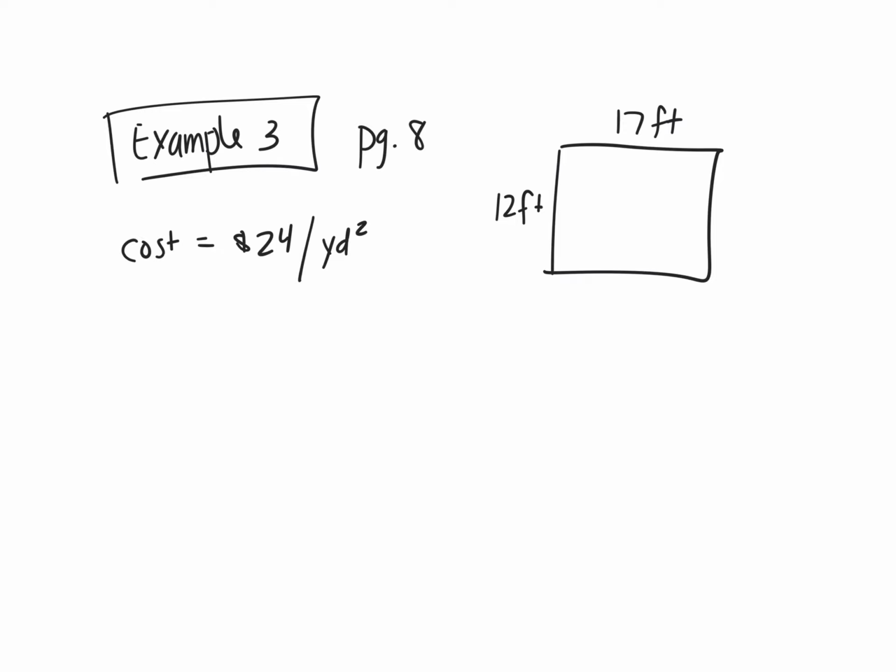So in this question, we need to calculate the cost, including tax, to put carpet on this floor. The floor is 12 feet by 17 feet. To calculate how much carpet we need, what are we finding? Perimeter, area, what do we need to find to figure out how much carpet has to cover the room? Area.